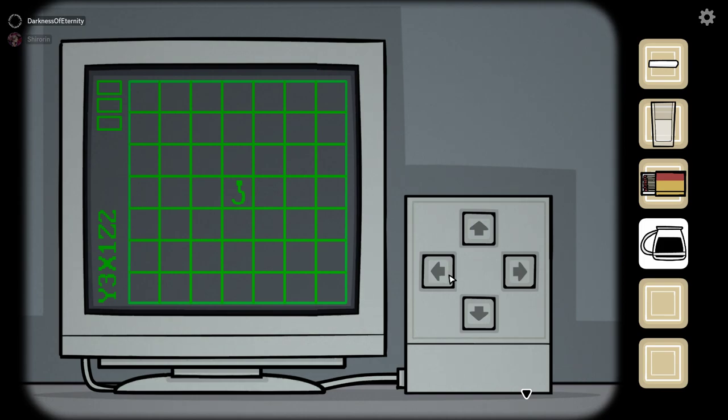Then two to the right. One, two. Two up. One, two. One right. Two down. Okay. Did you get it? Is this what you call happy sound?